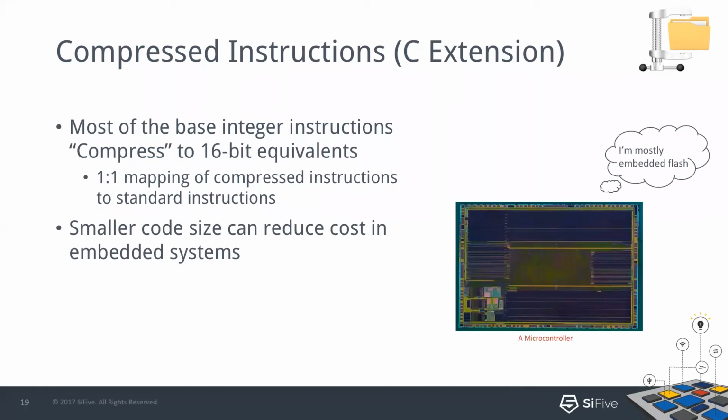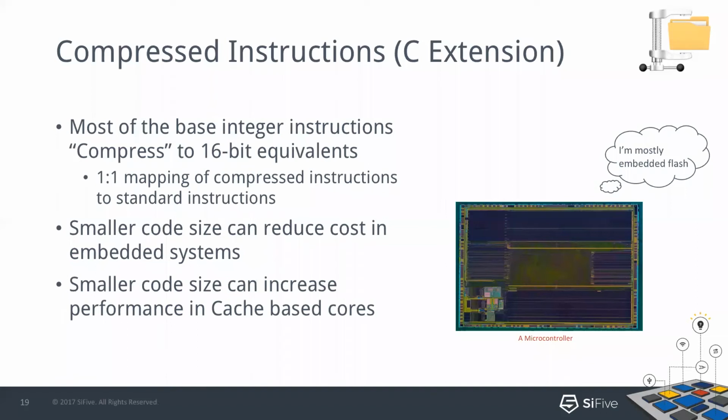So why is this important? It can be important for a number of reasons. If you're in the small embedded space, a smaller code size can directly result in reduced costs in an embedded system. If you think about a microcontroller, usually the cost of a microcontroller is determined by the amount of flash that is in a given design. And so the more dense or smaller your code is, the less flash you have to have, directly resulting in lower costs.